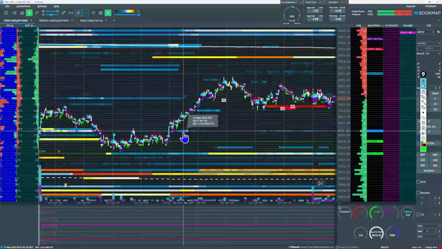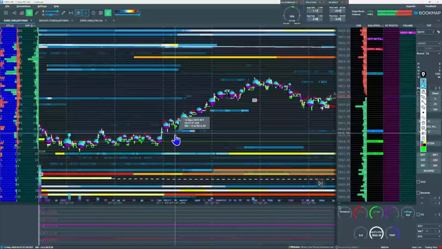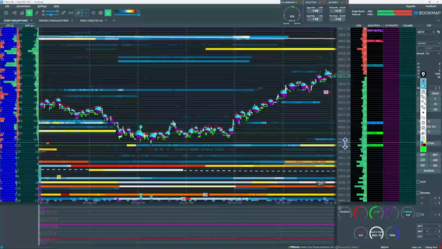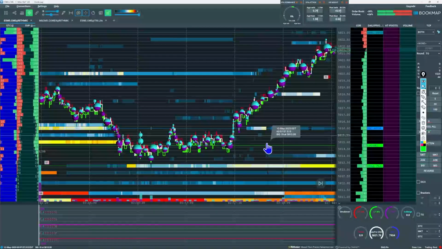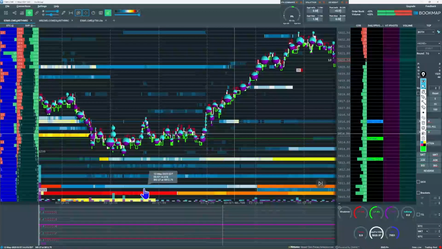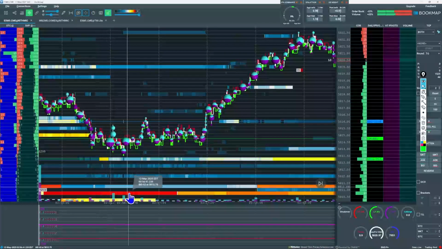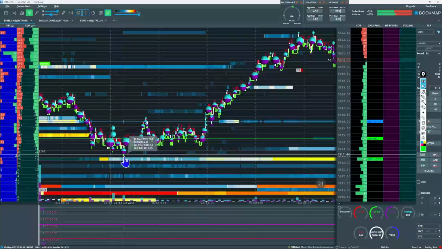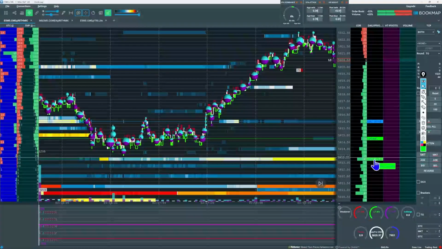And I use like a 30-second time slice. Right, so this is actually what I'm seeing while I'm entering the trade. So we have an auction here. This is the selling climax right here. That's the selling climax. See, I can move that up one.